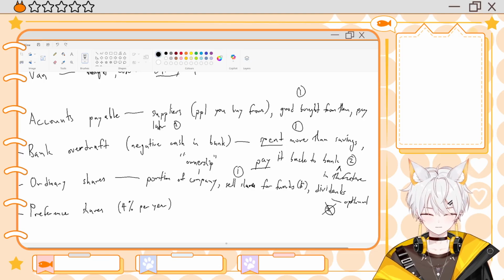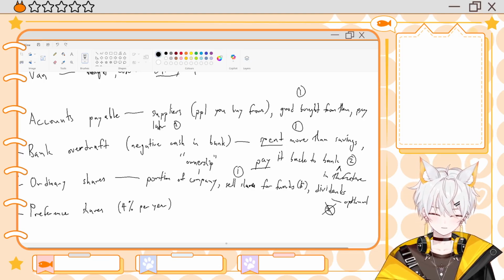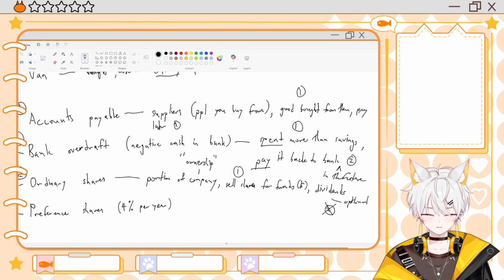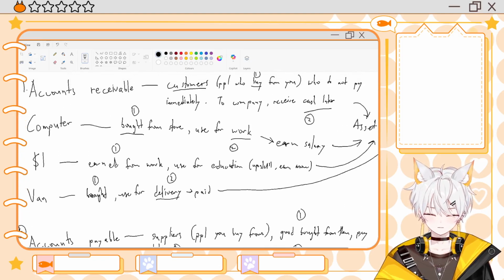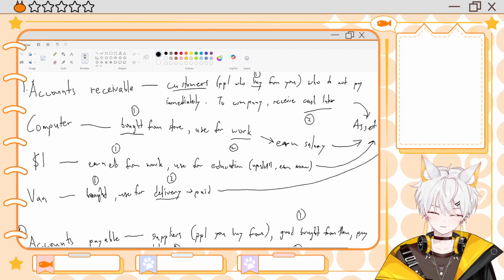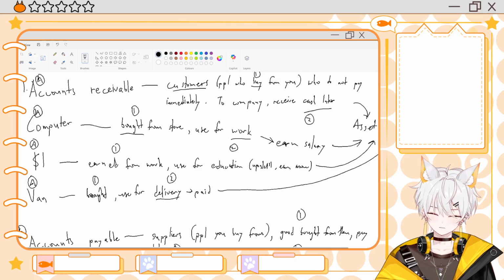Oh, I realized I forgot to label all of this. Okay, wait, let me just go back and do this. So this is equity. These are liabilities. And let's do some correction in front as well. This is an asset, asset, and asset. Right, 1, 2, 3, 4.